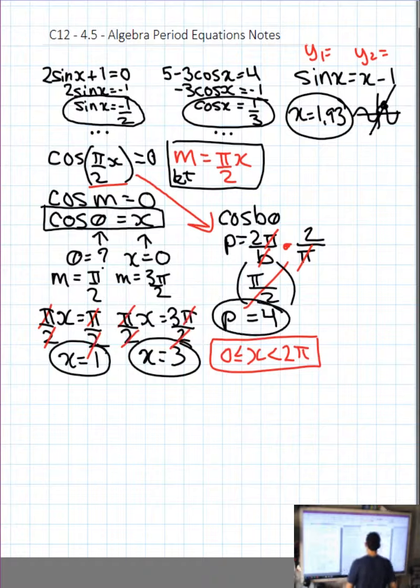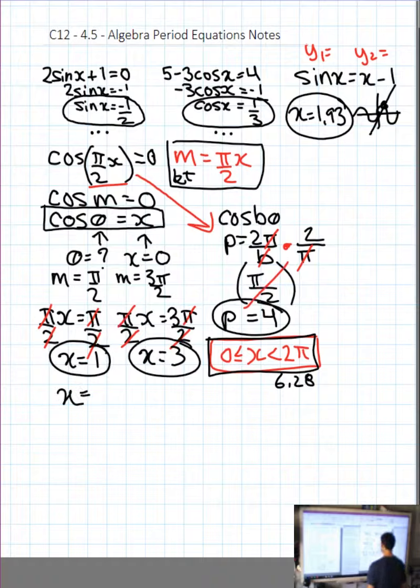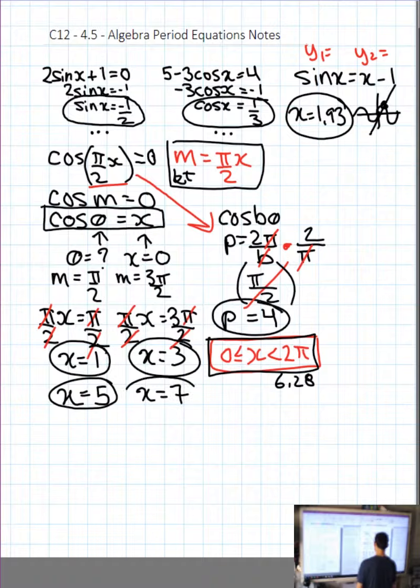So then, remember from the last question, we want to take both of our answers and we want to start adding the period until we get above the domain given off to the right, 0 to 2 pi, or 6.28. So if I take my first answer, x equals 1, and I add the period of 4 to it, 1 plus 4 is 5. And if I add it again, I'm outside. And if I take x equals 3, and I add the period 4, I get 7. But that is outside of the domain that we spoke about off to the right.